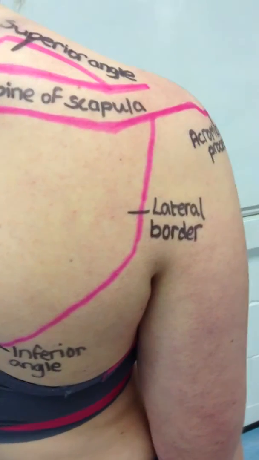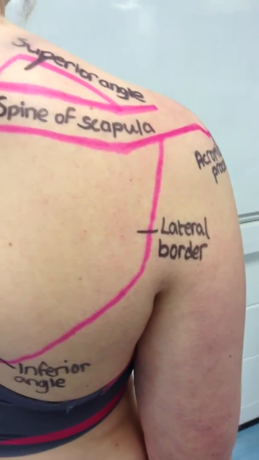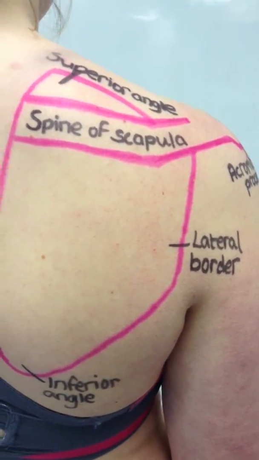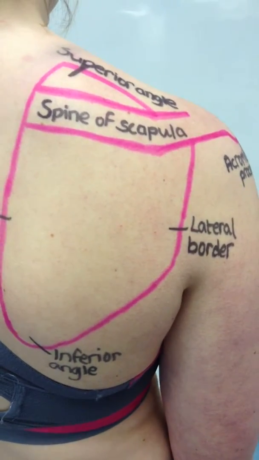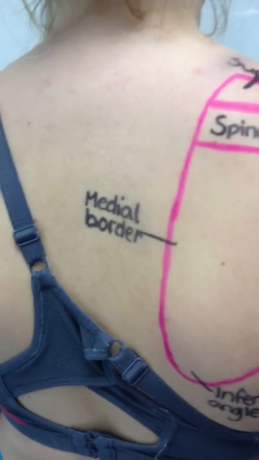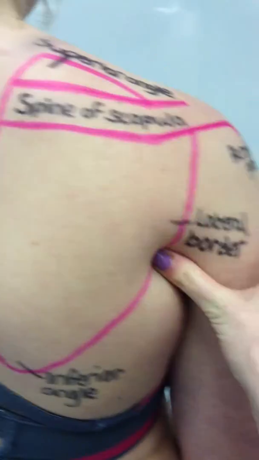Next, if we move here, we can see the lateral border, and it's not as defined as the medial border, so you might have to palpate it a wee bit harder as there's thick tissue. This can be palpated towards the axilla of the arm.